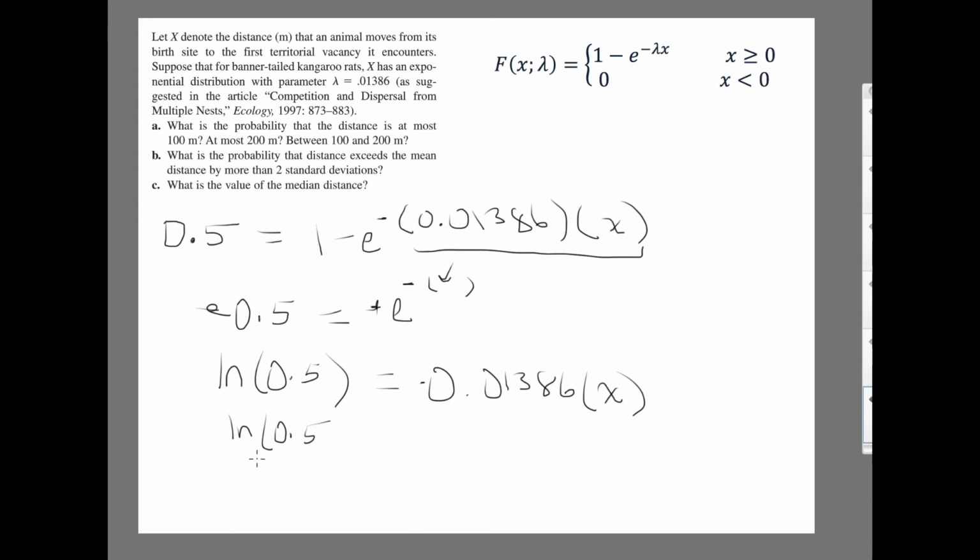And then if you divide both sides by negative 0.01386, so natural log of 0.5 divided by negative 0.01386 should give you the value of x, and if you plug that in your calculator, x should equal 50. So the median distance of the kangaroo rat's territories is 50 meters.